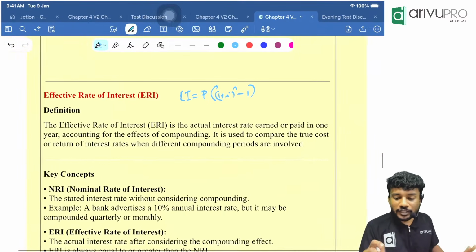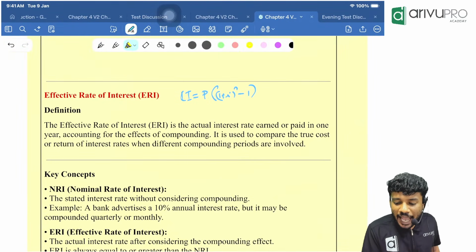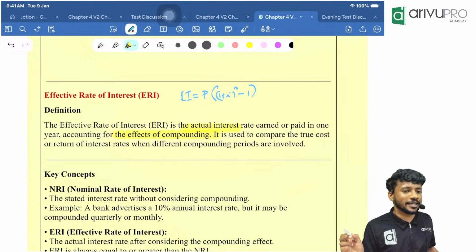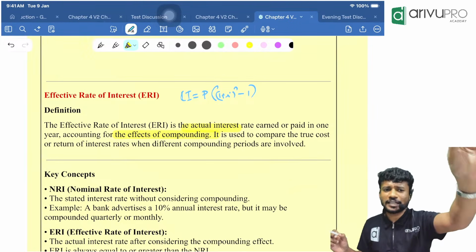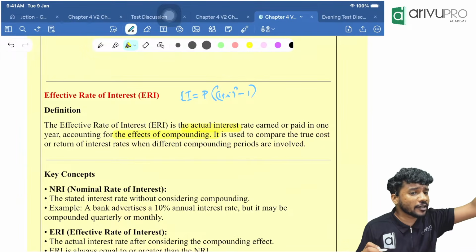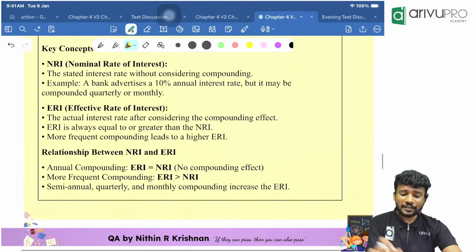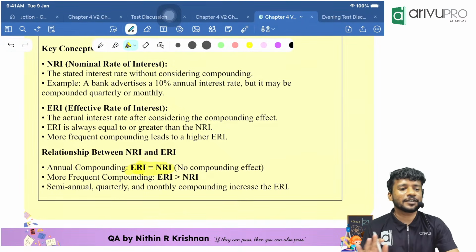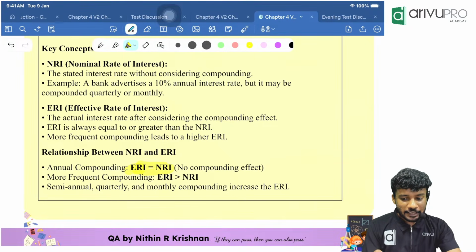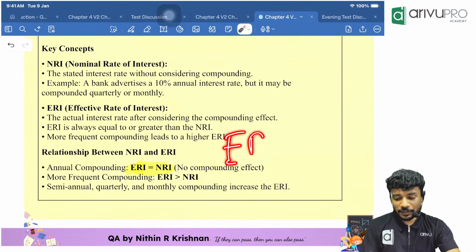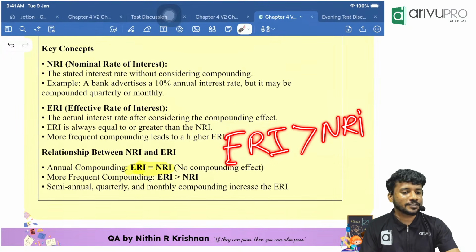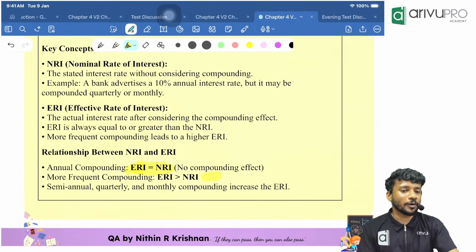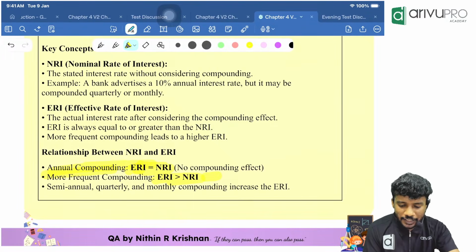So what is effective rate of interest? Effective rate of interest is the actual interest rate after considering all the compounding. If it is monthly compounding, semi-annual compounding, quarterly compounding, then one funny thing is, if it is annual compounding, effective rate of interest and our nominal rate of interest are equal. But for any other compounding, effective rate of interest will be greater than nominal rate of interest. Keep that in your mind. In all the other cases, effective rate is greater than nominal rate, but in annual compounding, it is equal.